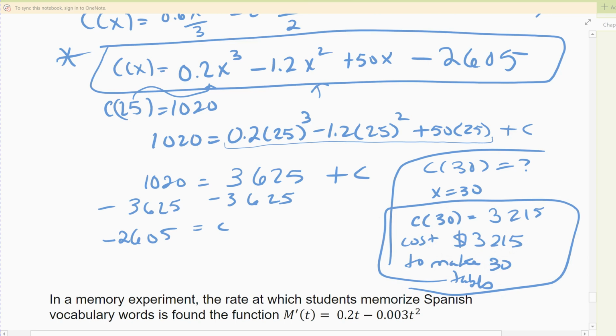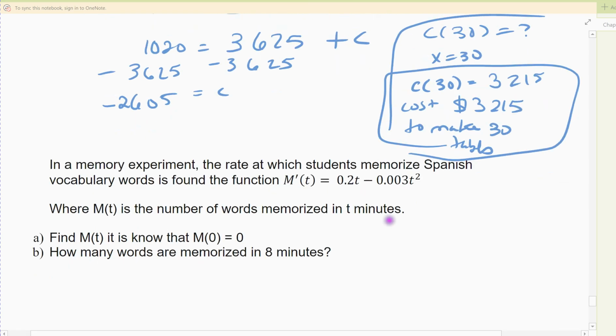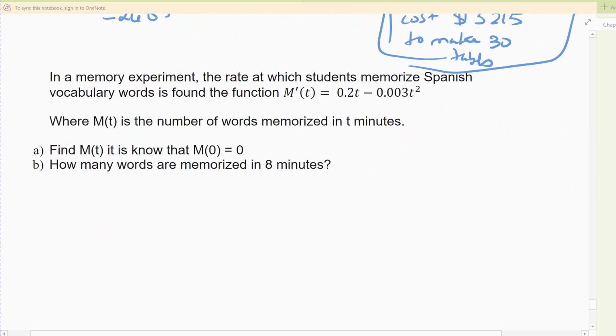Alright, the last one, I believe. Alright, in a memory experiment, where is this? It's not in my way here.